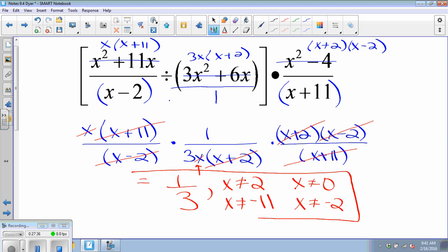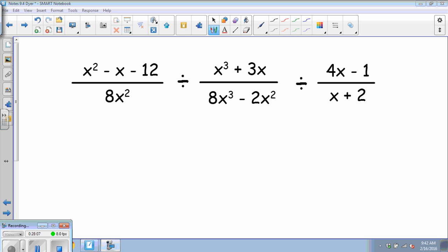So this was a high maintenance problem. There were 4 different things that x can't be. Any value that's going to make it be 0 in the denominator, x can't do that. You have to look at every step and every denominator. You only want to look at it after it's factored, though. Any questions? Good job. Good job on that one.